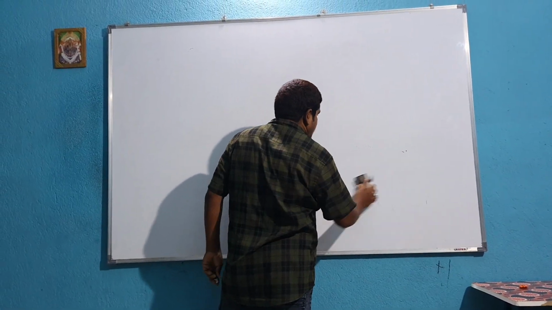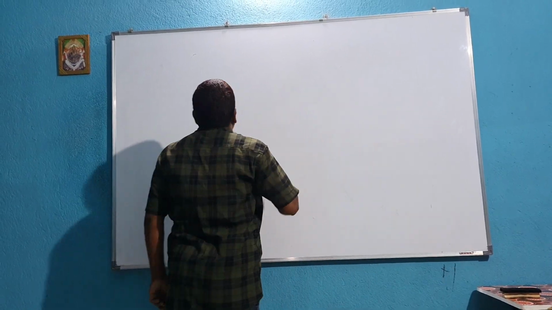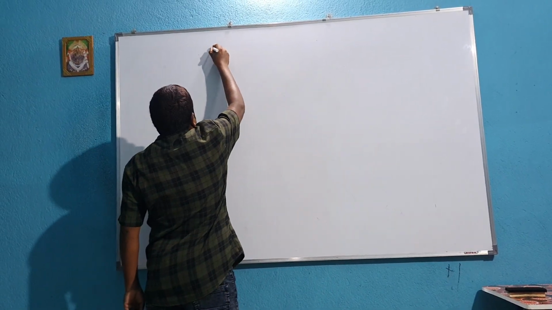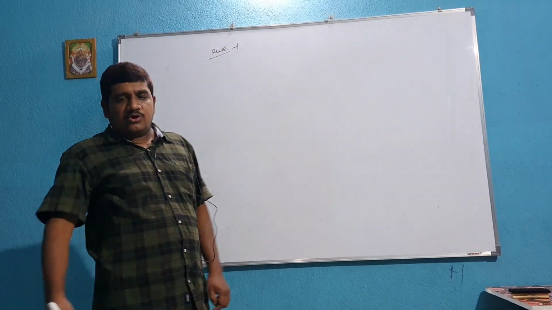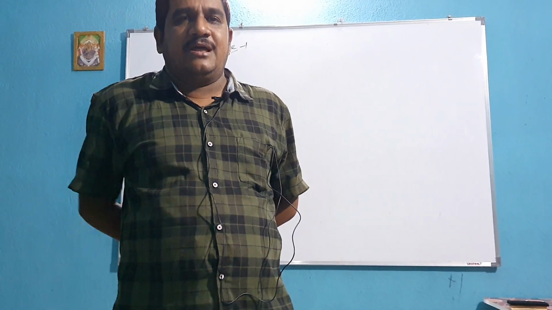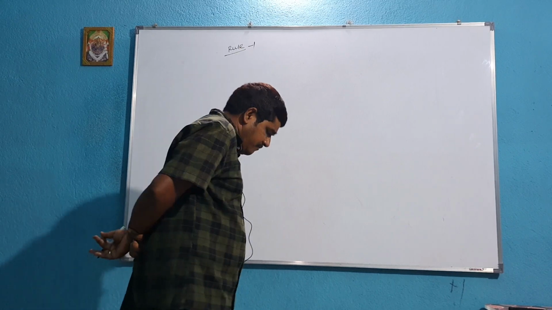There are also some rules and cases. First, let us discuss the rules. Rule 1, convex mirror. When the incident ray is parallel to the principal axis, then the reflected ray appears to be coming from the focus.